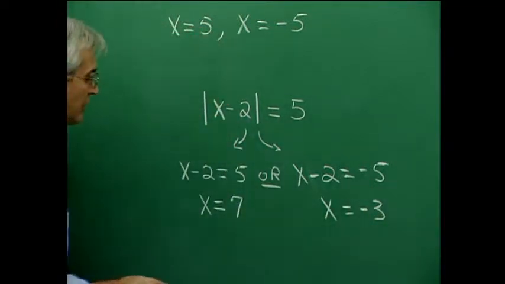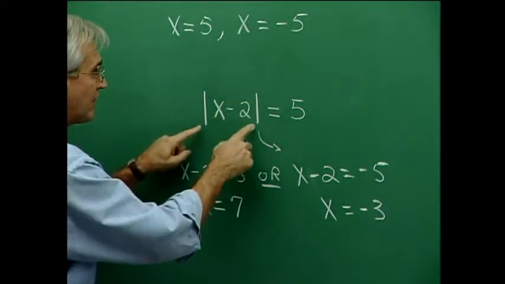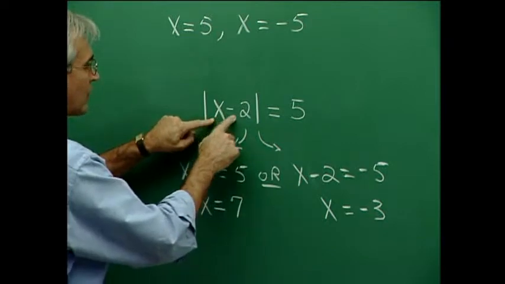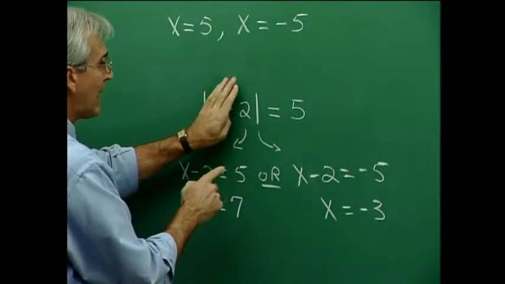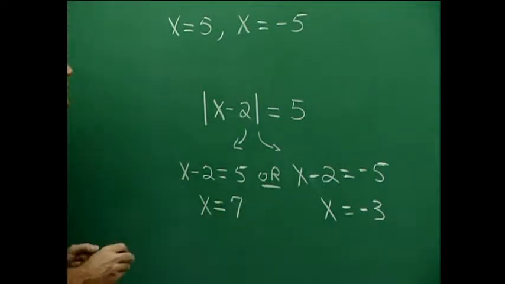Let's verify these solutions. If x is 7, we have 7 minus 2, that's 5. The absolute value of 5 is 5, so a true statement. If x is negative 3, we have negative 3 minus 2, that's negative 5. The absolute value of negative 5 is also 5. A true statement. These are solutions.